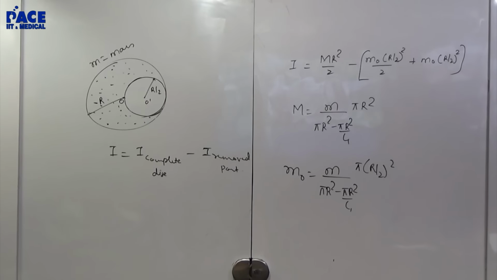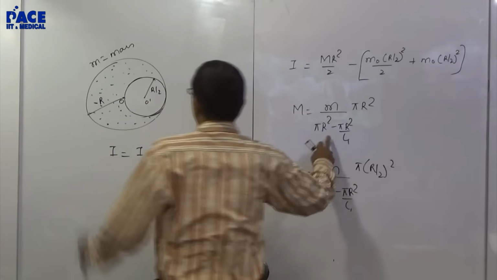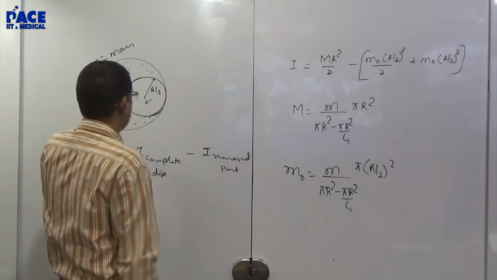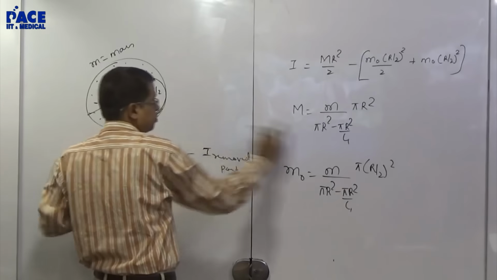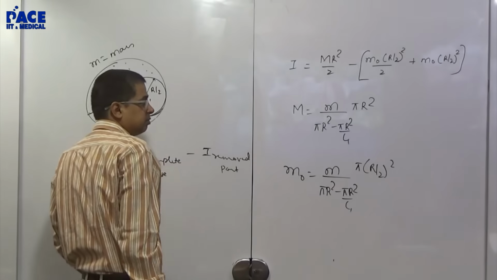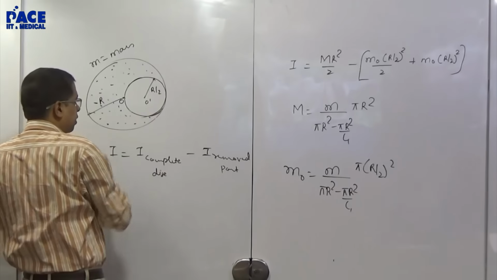Small m is the mass of the dotted region, right? Yes. So, capital M should be small m plus m naught, if we assume m naught is the mass of the removed disk. Right? So, what have we done for the capital M? I calculated mass per unit area. What is the area? Total minus this will be the area of the dotted region, into the area of the bigger plate.